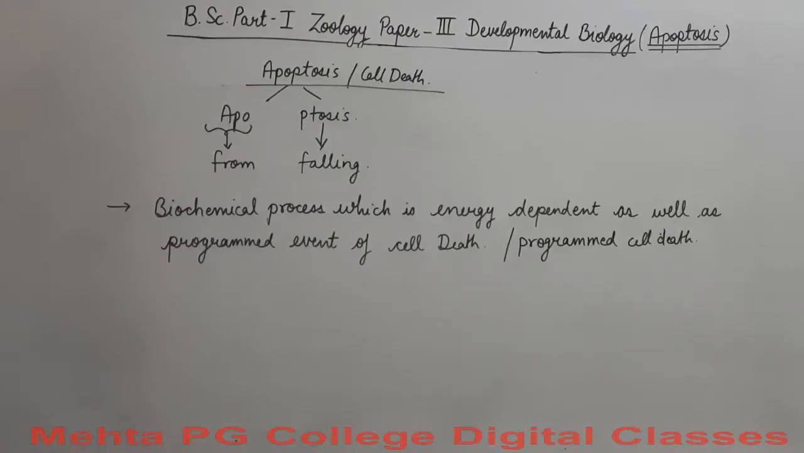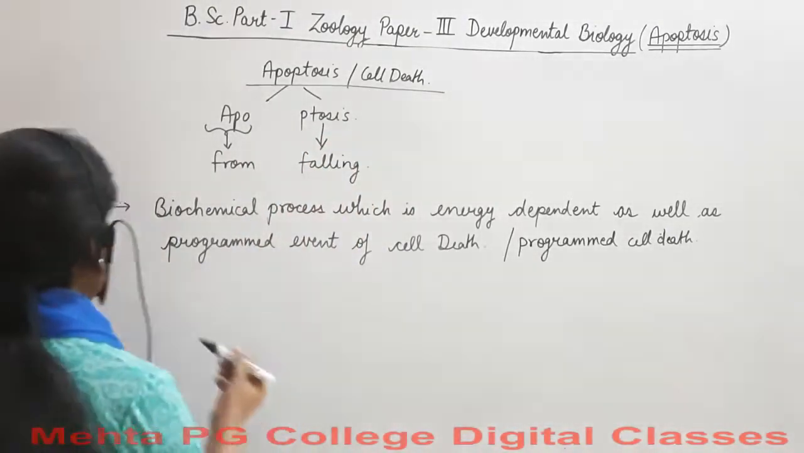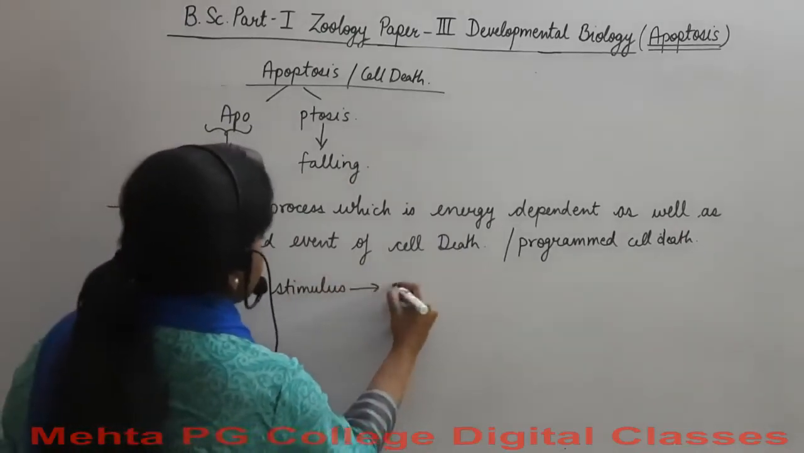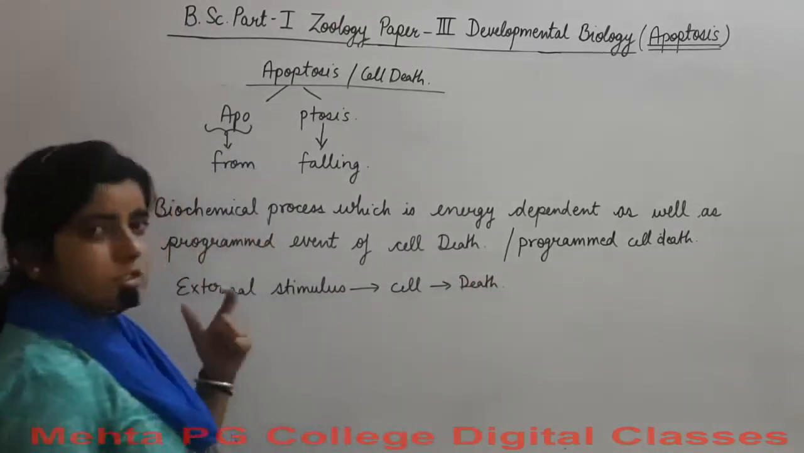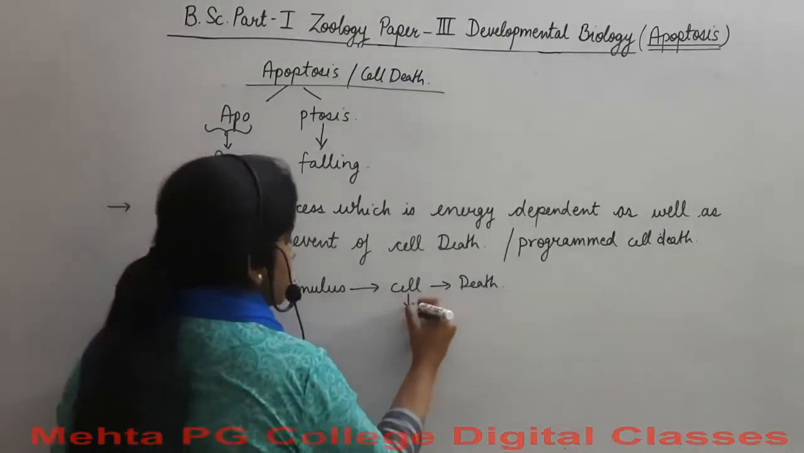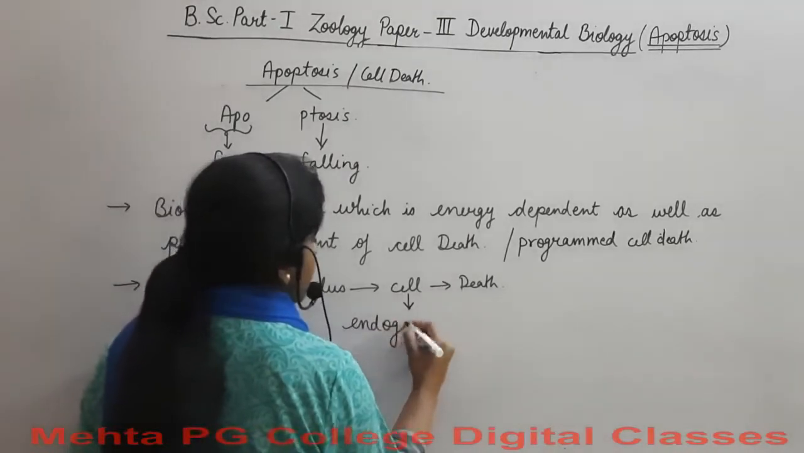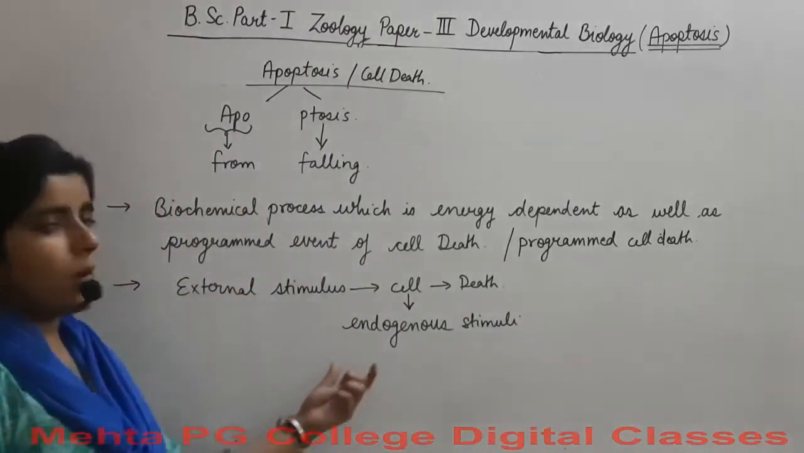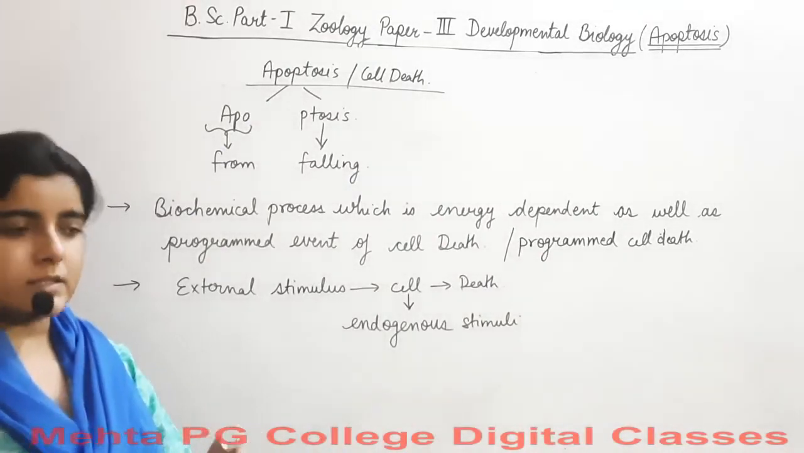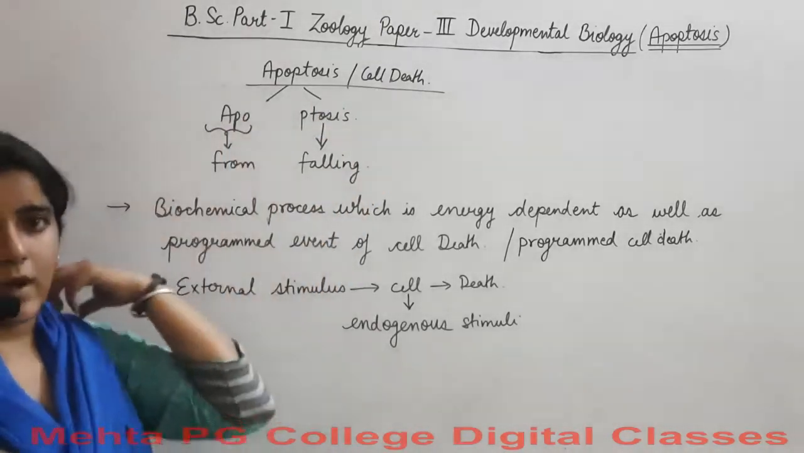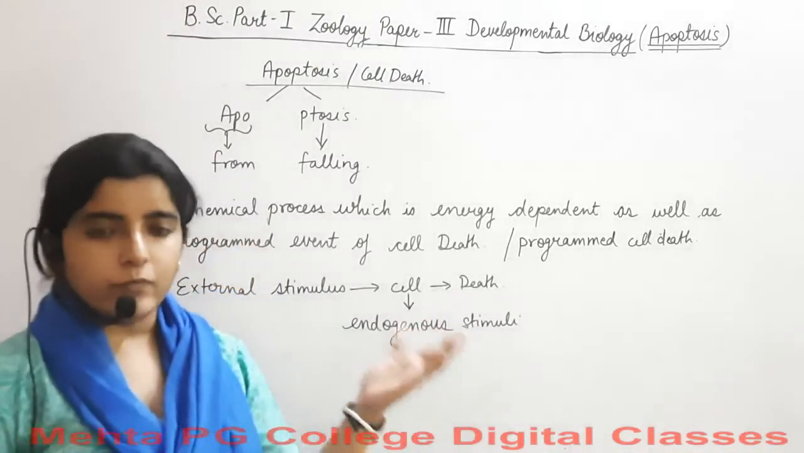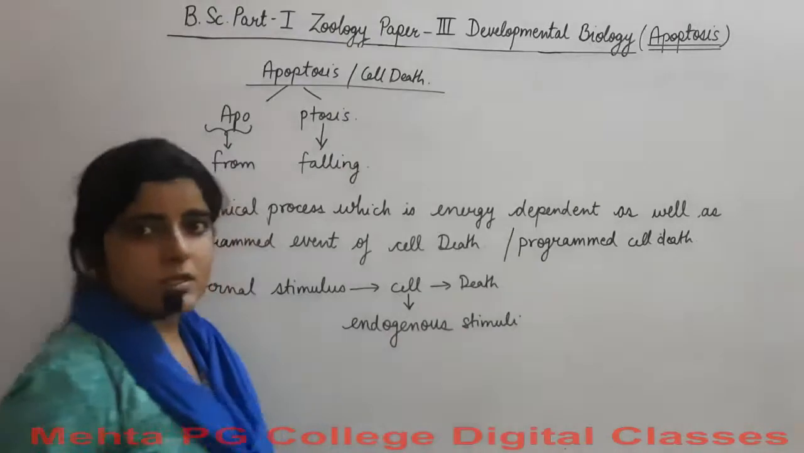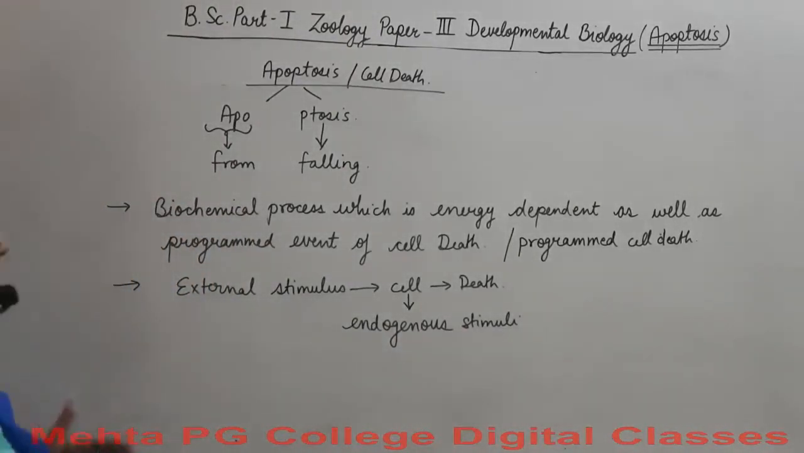Now, who gives the stimulus for the cell death process? We can say an external stimulus can arrive and lead the cell to death, right? But the stimulus can be internal as well, within the cell, and those are called endogenous stimuli. The stimulus can be of two types, external or internal. An external stimulus comes from outside the cell, from the surroundings or the environment. Internal stimuli come from within the cell, also called endogenous stimuli, which lead the cell to the death process. So in this way, apoptosis is defined.